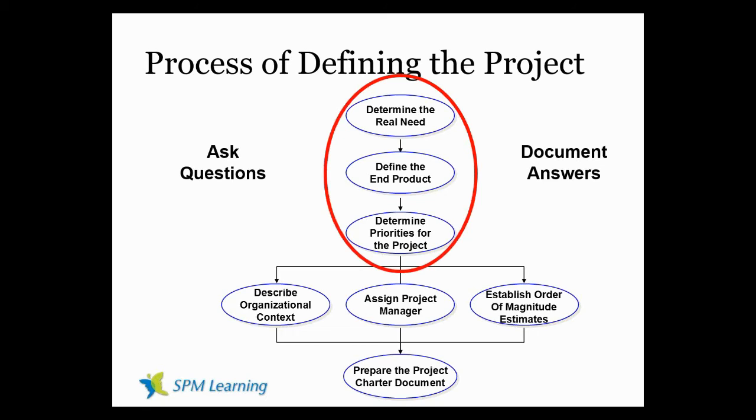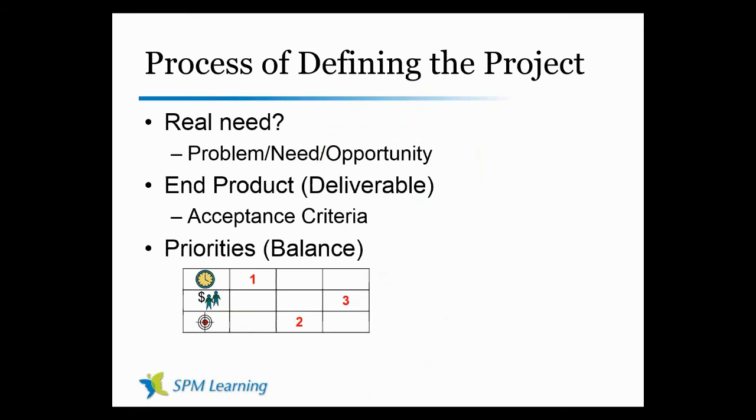This doesn't mean that describe the organizational context, assign the project manager, and do the order of magnitude estimates is not important. It absolutely is. But those are really more mechanical. Once we've done the top three, the rest of them kind of fall into place. And then, of course, we prepare the actual charter document itself. But let's focus in on those top three. So what is the real need? Problem, need, or opportunity? You need to look at your project and say, what is the problem, what's the need, what's the opportunity that this project is going to address?